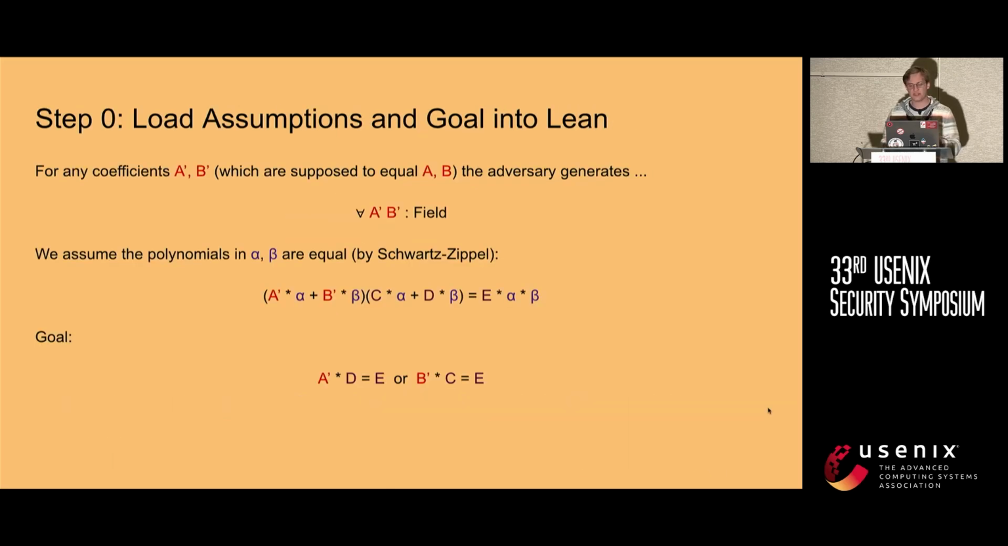So the first step really is to load the assumptions and the goal into the proof assistant that you're working in, which in our case is Lean. And so what we get in the case of this toy SNARK is this polynomial equation with A prime, B prime, C, D, and E. And we have this equality of polynomials that use these as coefficients. And we want to achieve this goal. This is basically what we want to prove within the proof assistant.